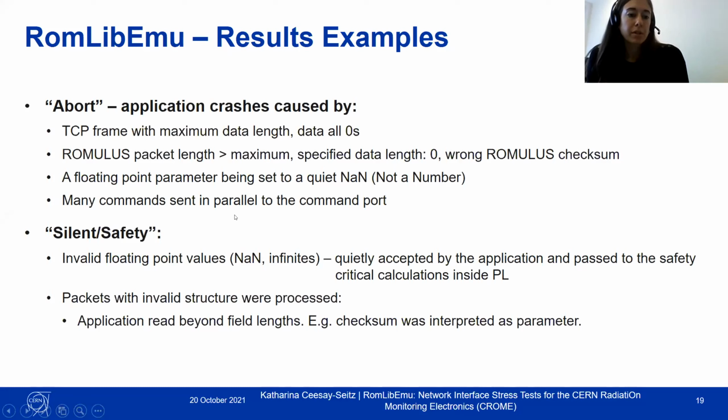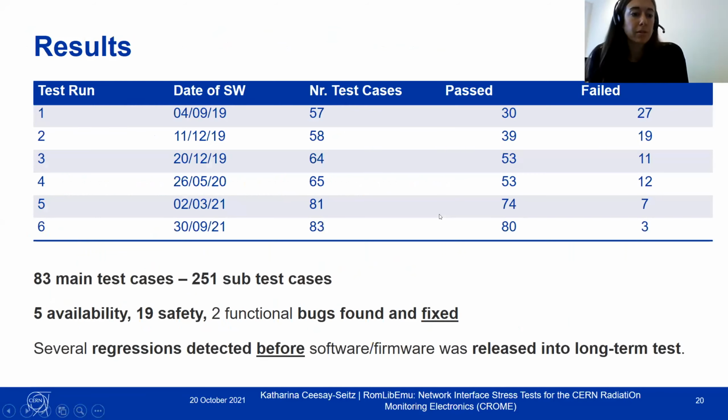Some scenarios that concerned safety were when invalid floating point values were stored by the application and then passed on to the PL, but the PL treats them as integers. So basically, we wouldn't know from the user side, from the remote side, what kind of values are even stored inside the PL, because the software did not reject this bad data. And in other cases, when the packet structure wasn't correct, the application would read out of memory, take some random data, interpret it as a parameter, and maybe even store it, without notifying the user.